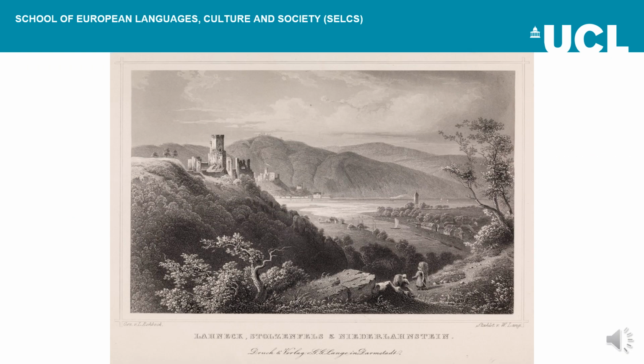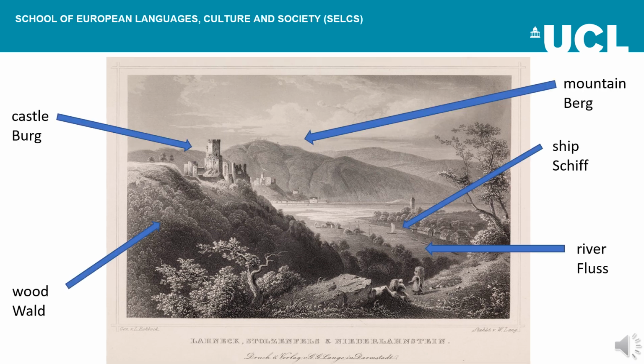And now for the language-based part of this presentation. Let's look at a few German words in this picture. Ship is in German Schiff. Wood is in German Wald. Castle is in German Burg. River is in German Fluss. And mountain is Berg.